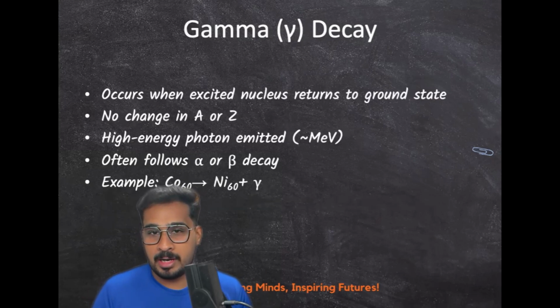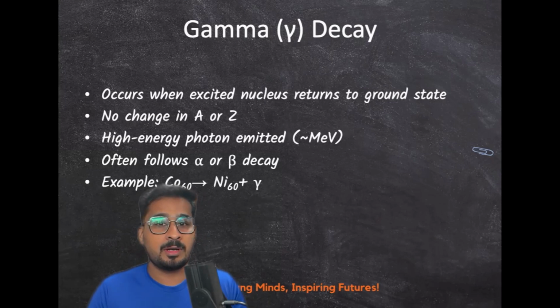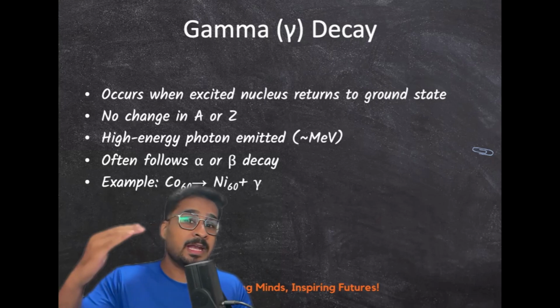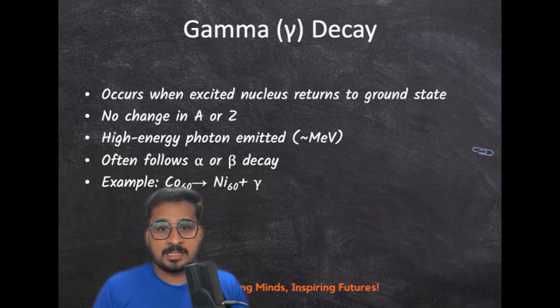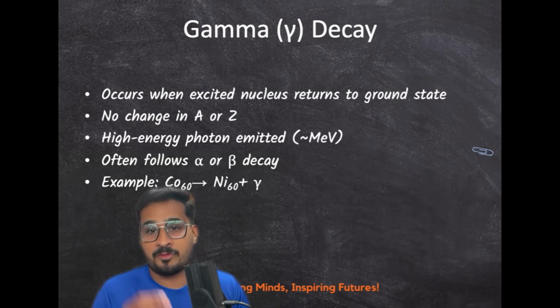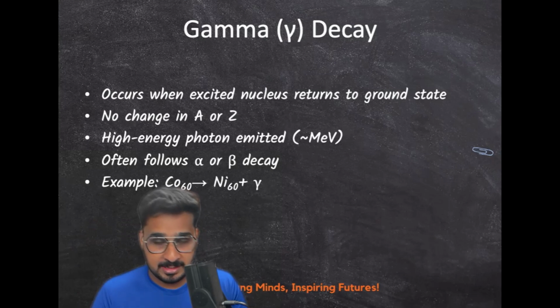Last, we have the gamma decay. Gamma decay is nothing but the emission of gamma radiation. We know that in atoms, electrons have many states. When electrons from higher energy states come to a lower energy state, they release energy in the form of light, that is h nu, hc by lambda, that we have studied in the atoms lesson.